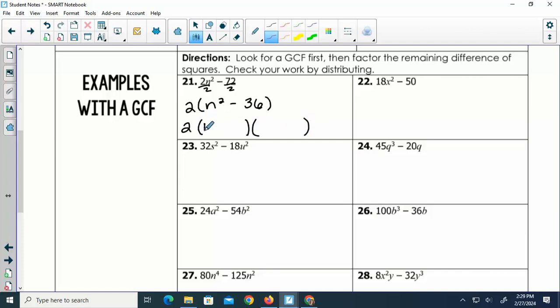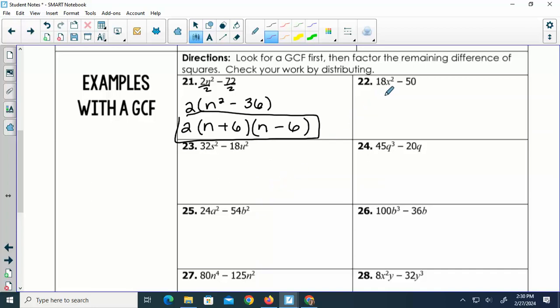N squared would break into n, one's plus, one's minus. What's the square root of 36? 6. So the original problem, 2n squared minus 72, those were not perfect squares. We couldn't have just gone straight to our perfect squares there. However, if we check for our greatest common factor, we could take out that 2 to start, and then we could do difference of squares with what remains. So all of today's problems will have a greatest common factor first.